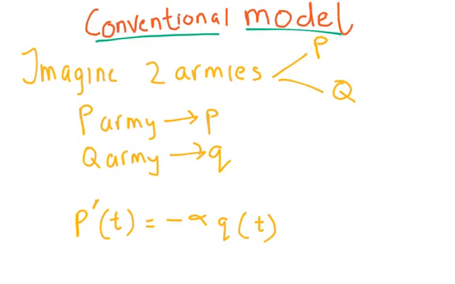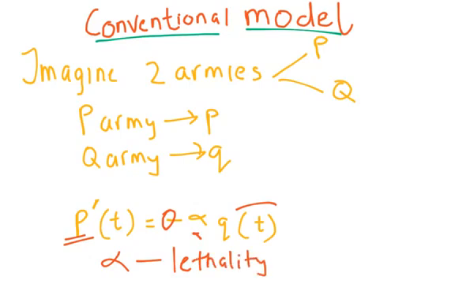So what this means is that the minus sign over here indicates decrease in the number of soldiers of P army is equal to alpha times the number of soldiers of Q army. And this alpha is called the lethality coefficient or the fighting effectiveness of the Q army.